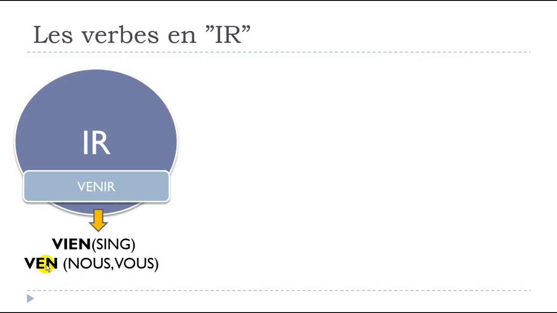And last but not least, we'll have a third stem or root for il, elle at the plural form. And it will be vienne. And this is the tricky thing with venir, and we'll see the other verbs that will be conjugated like it. You've got three forms here. So vient for the singular, ven like that for the plural, but then it's only nous and vous, and then vienne for the plural, il, elle. So let's see how it goes.